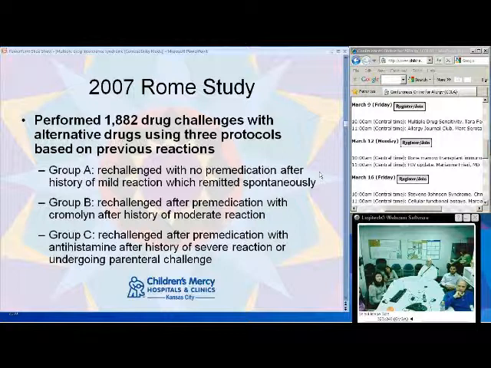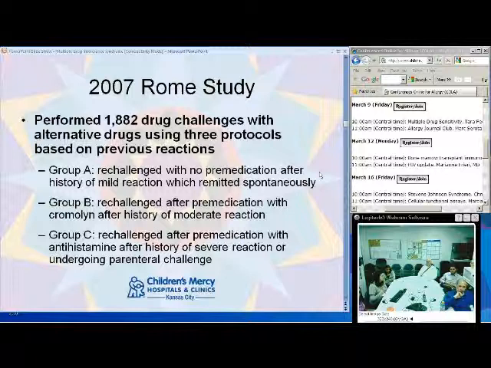What they did with these patients, they performed 1,882 drug challenges total. In this study, whichever drug they were allergic to, they found a safe alternative and tested them to the alternative drug. So they didn't actually test the drug that they reacted to. But they found a good alternative because many of these patients were avoiding medications because they felt like they were allergic to all of them.